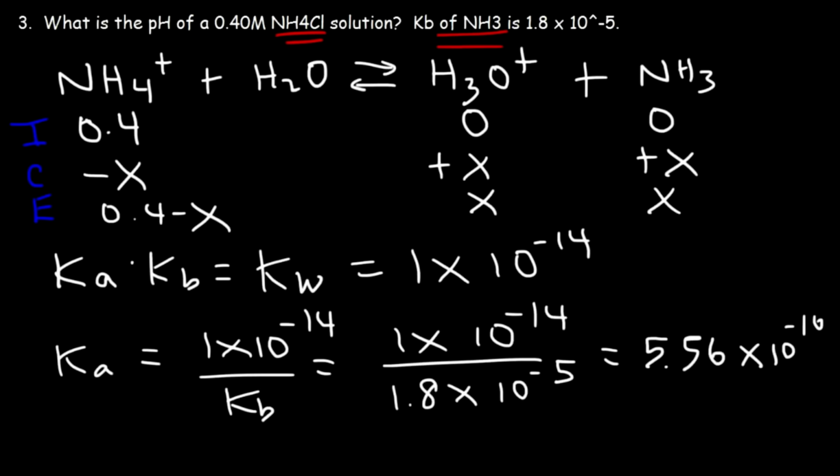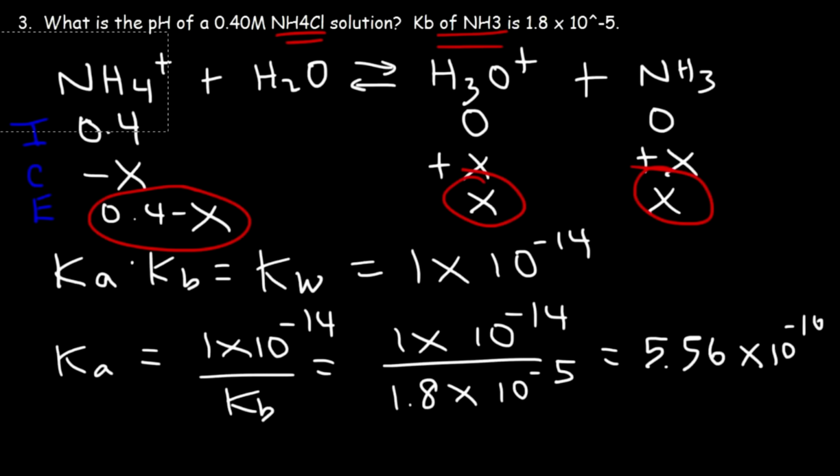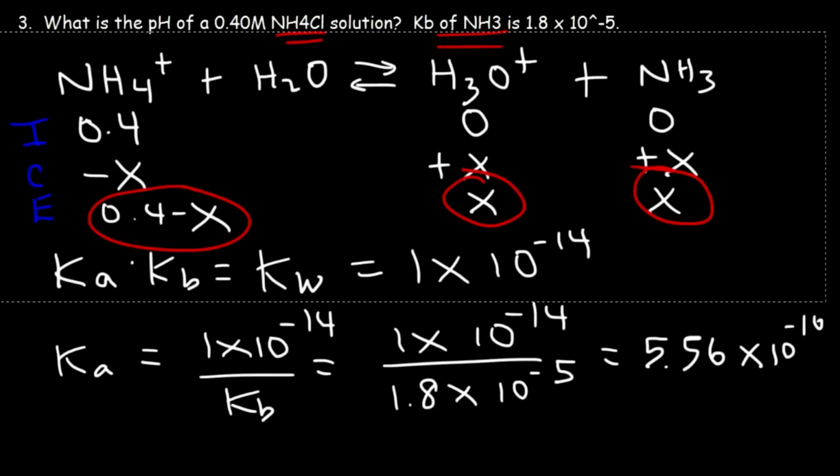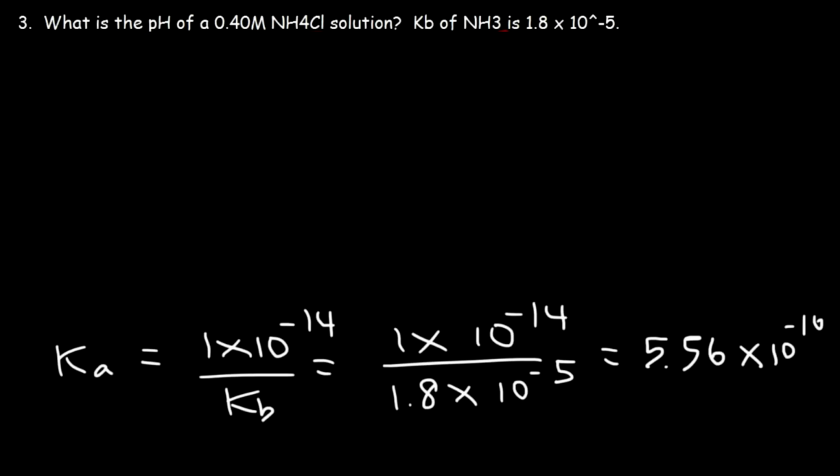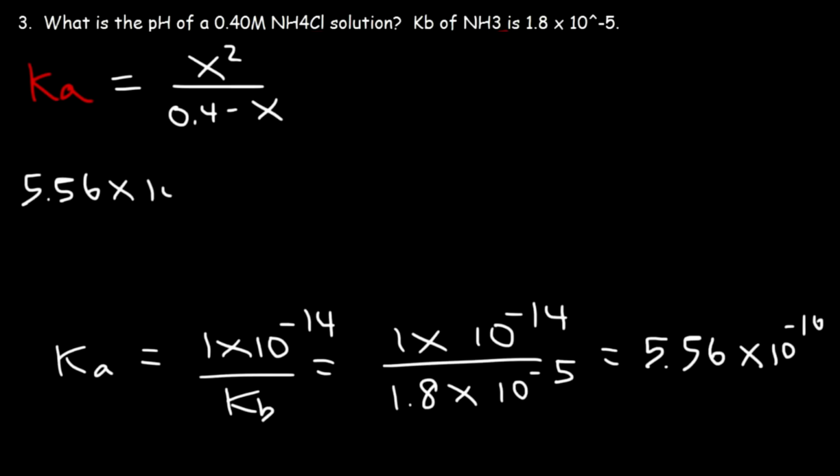So now that we have Ka, we can write the equilibrium expression, which is going to be products over reactants. So we know it's going to be x squared divided by 0.4 minus x. Now Ka is very, very small. So therefore, we can neglect this x value. It's going to be insignificant.